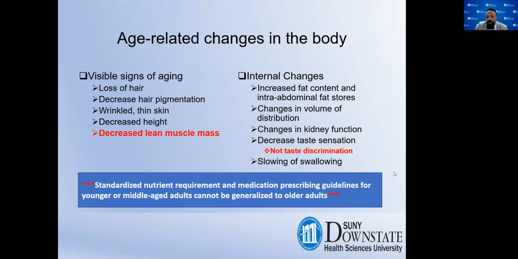If you notice here, it says decreased taste sensation. So an older adult may present, in terms of the HPI, the history of present illness, with a complaint of changes in taste, right? A decrease in the ability to taste. And notice I'm saying a decrease in the ability to taste or a decrease in taste sensation, and not taste discrimination. And what do I mean by that? An older adult maintains the ability to taste and to discern between, let's say, sweet and salt. But the problem may be that a higher dose of salt or a higher concentration of sweet is necessary for them to identify that particular taste.